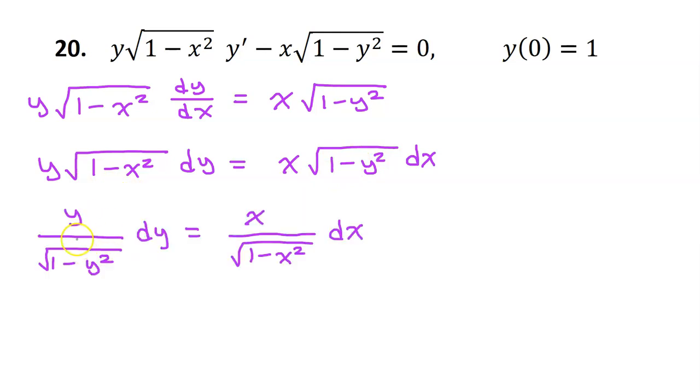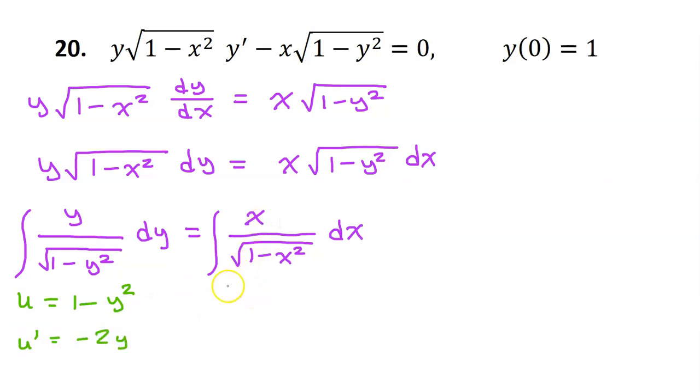Now that we have all of the y's on the left and the x's on the right, we can integrate both sides of the equation. If these x's and y's were 1's instead, we would integrate using arc sine. But since it's y and y squared, it's going to be u substitution. So let's let u equal 1 minus y squared. And that means that u prime will equal negative 2y.